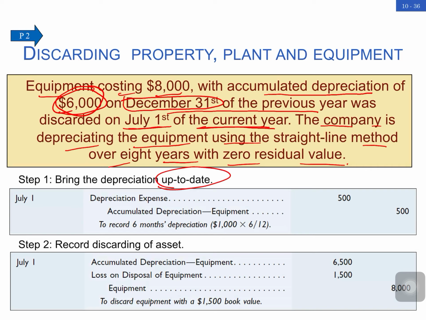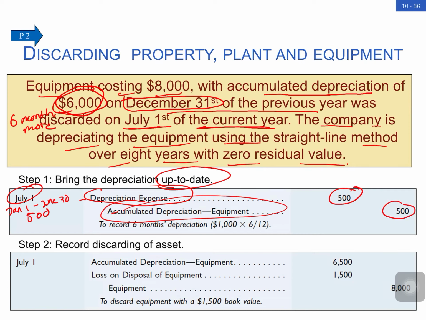So meaning that there are 6 months more of the machine to depreciate. From January 1 until June 30, the machine is depreciated for 500, right? So you will record depreciation expense on July 1st, depreciation expense 500, and then accumulated depreciation 500.